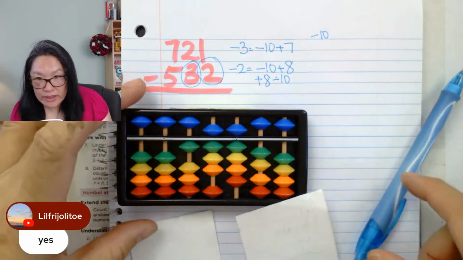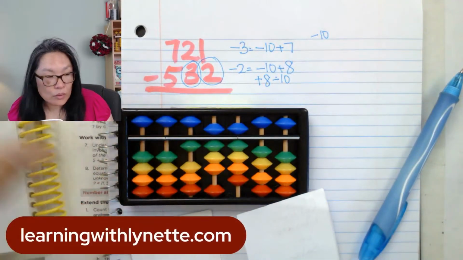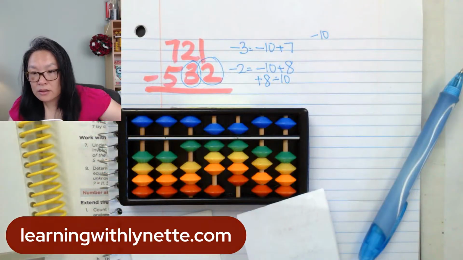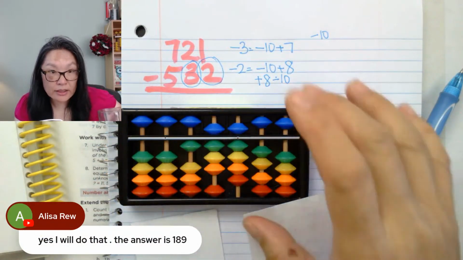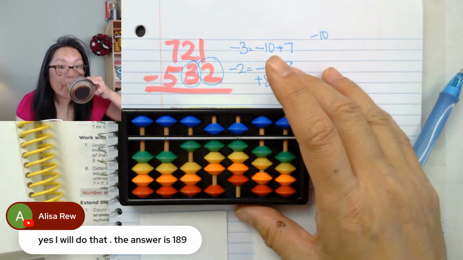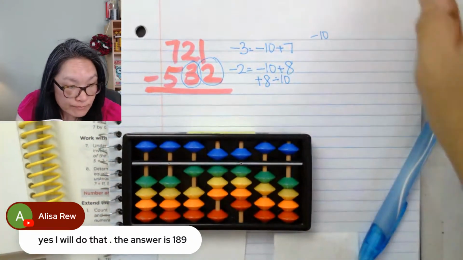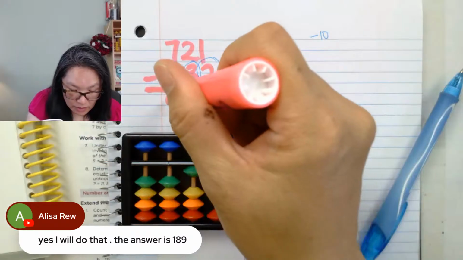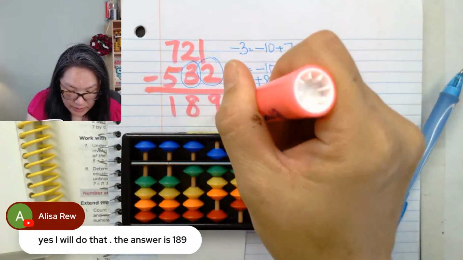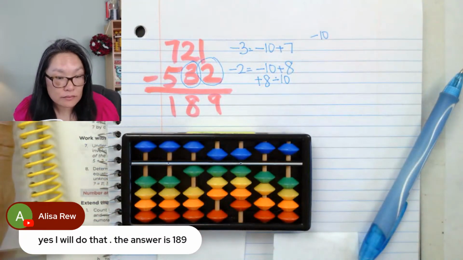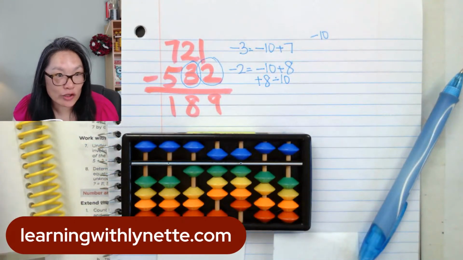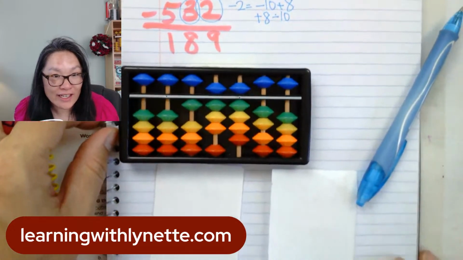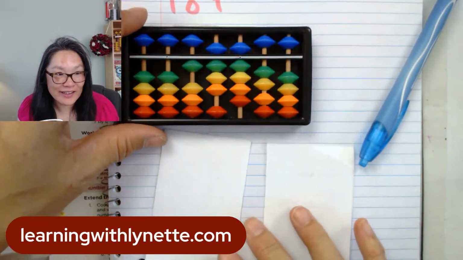Right? So that's what we did. The answer is 189. Yes, we can do more. 189. I didn't test all of these questions, so I'm just letting you know. I haven't tested all of these questions, so I don't know. Okay, let's do another one.